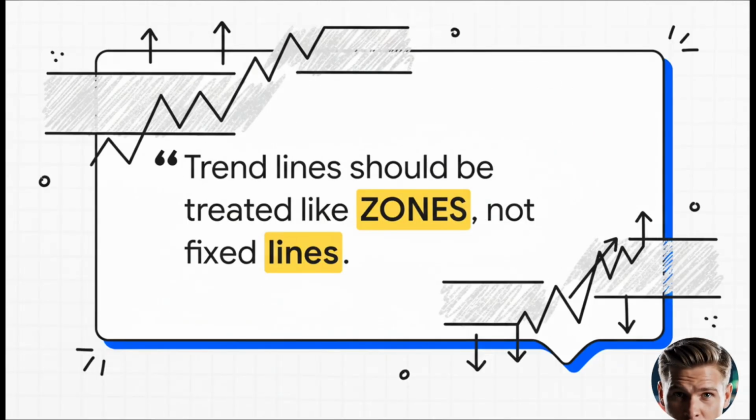Now this right here is a massive mental shift, so pay close attention. You have to stop thinking of your trend line as this razor-thin, exact price level. It's not a laser beam. Instead, you've got to think of it as a broader area, a zone of support or resistance. This little change in perspective gives the price room to breathe, and as you're about to see, it is the secret to not getting shaken out of a perfectly good trade by minor little fluctuations.